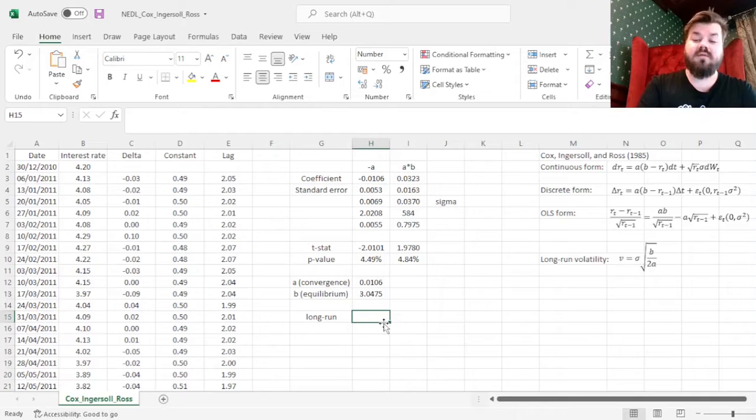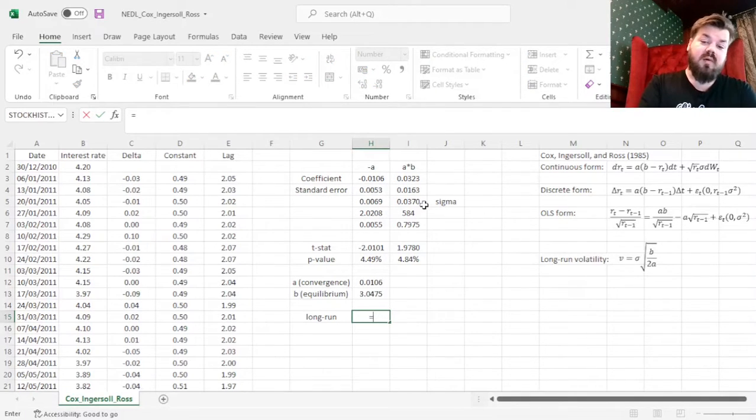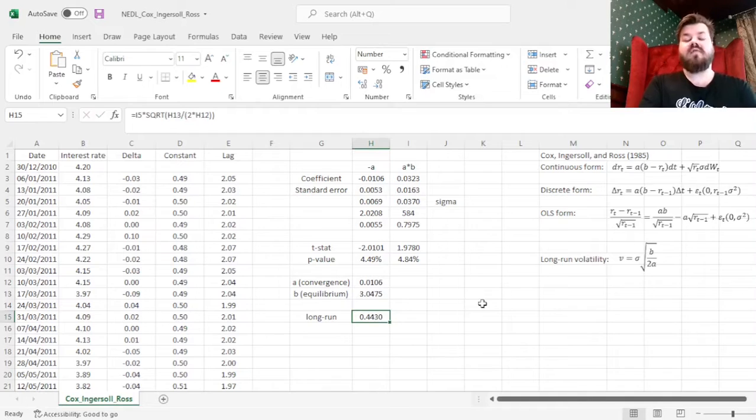So to calculate the long-run volatility in the Cox-Ingersoll-Ross model, we have to multiply the sigma term, as the standard error of our OLS regression, by the square root of our B parameter, the long-run equilibrium, divided by 2 times the convergence speed A. And that gives us a long-run volatility of 0.44 percentage points, so 44 basis points, which is also quite believable and quite comparable to the results we obtained from the Vasicek model in one of the previous videos. So that's all there is for the Cox-Ingersoll-Ross model to estimate the dynamics of interest rates and its comparison with the Vasicek model.